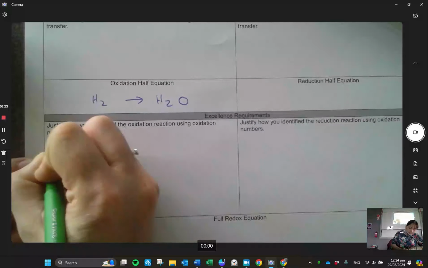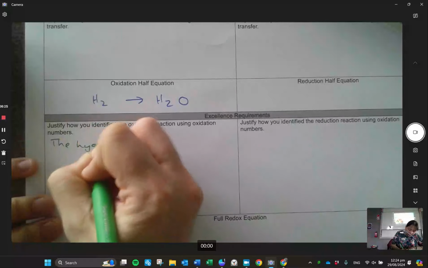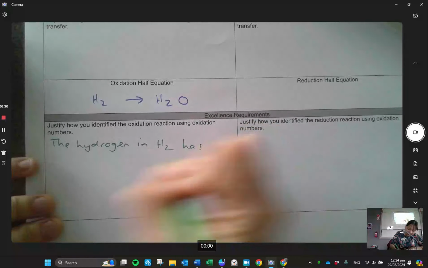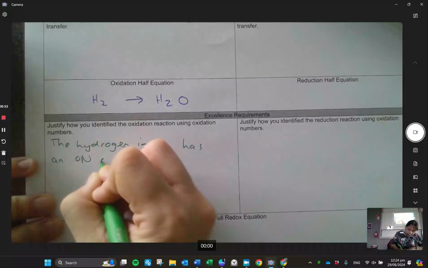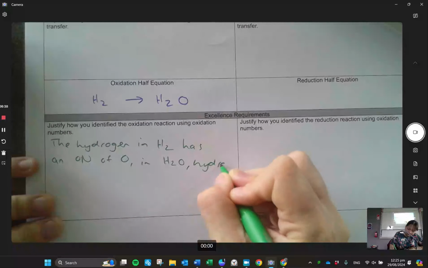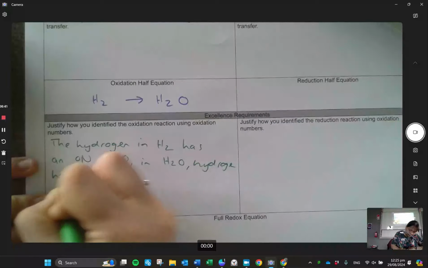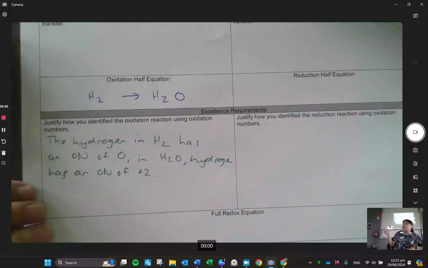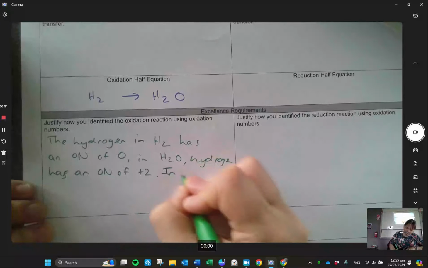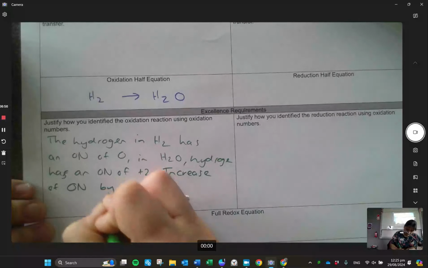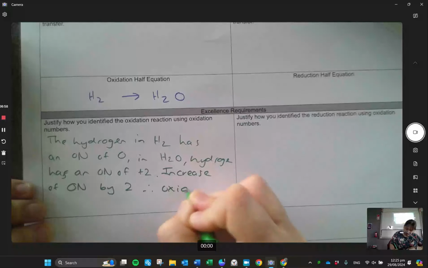So, just as a note, the hydrogen in H2 has an oxidation number of 0. In H2O, hydrogen has an oxidation number of positive 2. Increase of oxidation number, therefore, it is oxidation. So just another way to explain it.